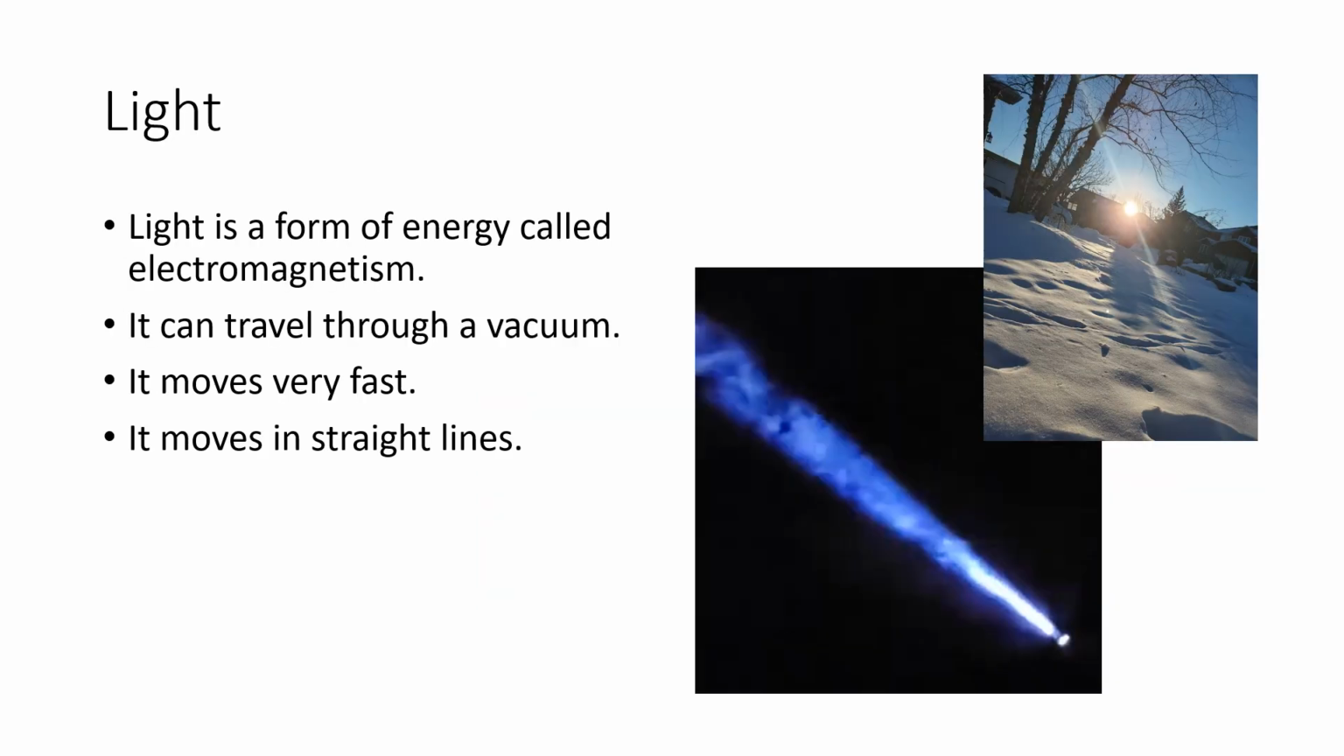So what is light? Well, it's something that everybody knows what it is, but it's very hard to describe. Scientifically, it is a form of energy, and it has electrical properties and magnetic properties, so we call it electromagnetism.